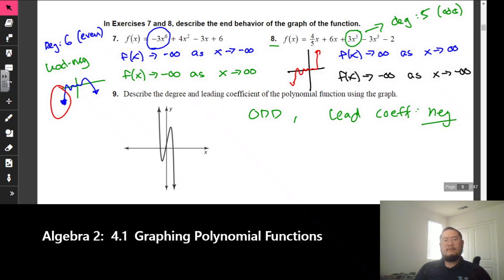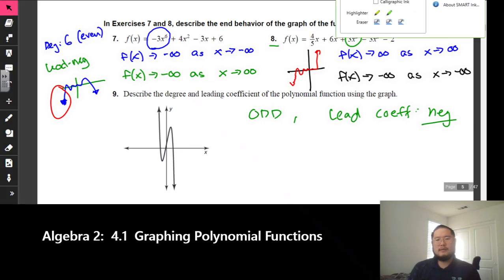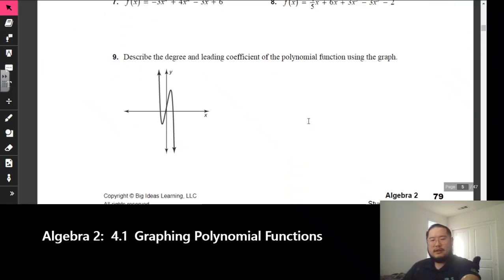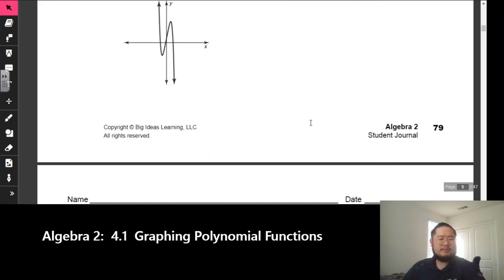Look at number 8. The leading coefficient was positive, so it was going up, right? It was going this way. But now, since we have it negative, it's like reflecting, and it's going to flip and go like something like this right here. I think with practice, you'll be able to get that in no time if you don't already get it.